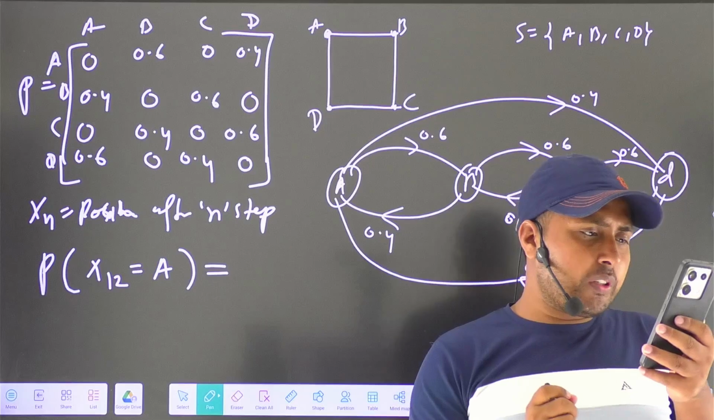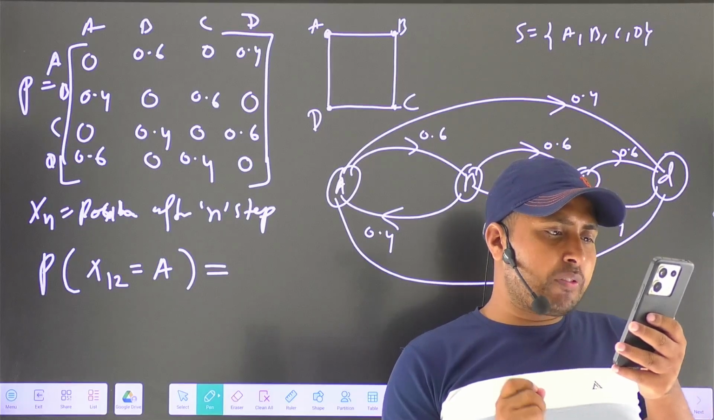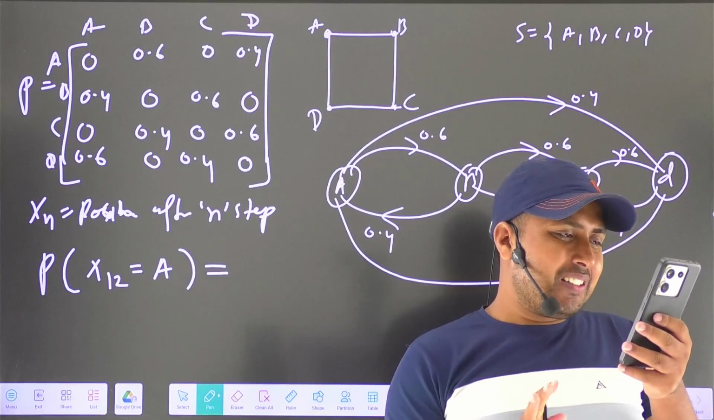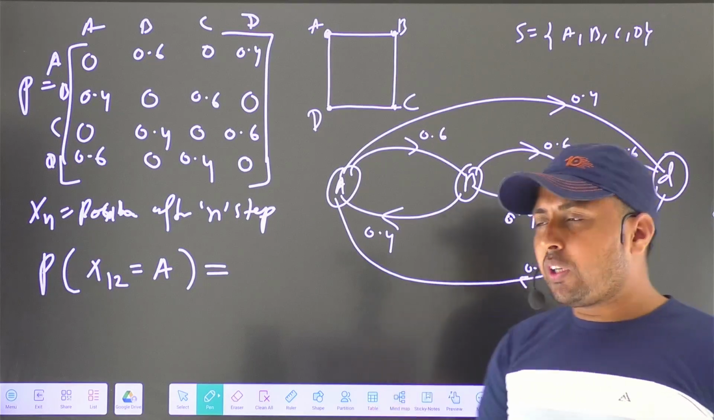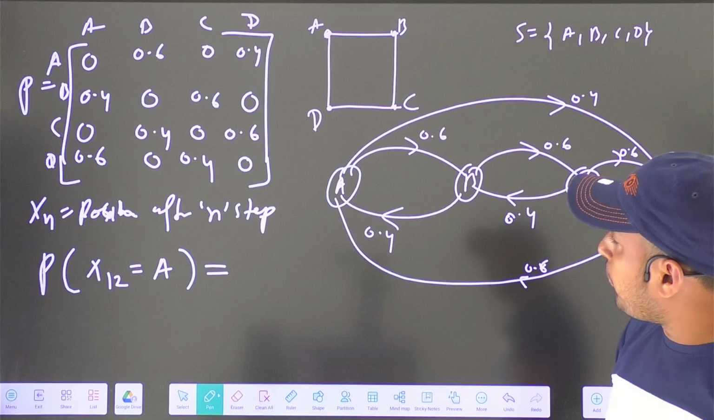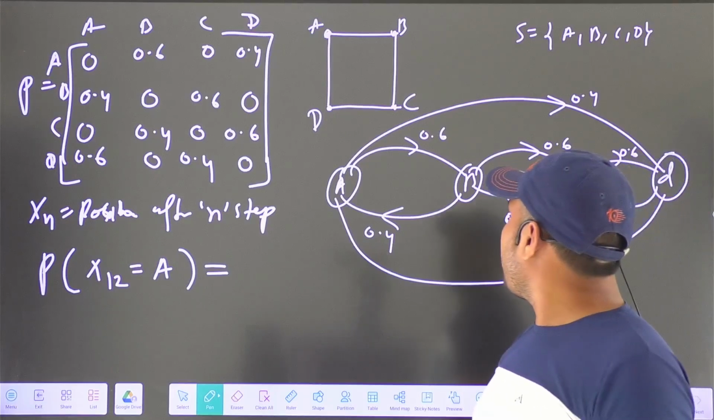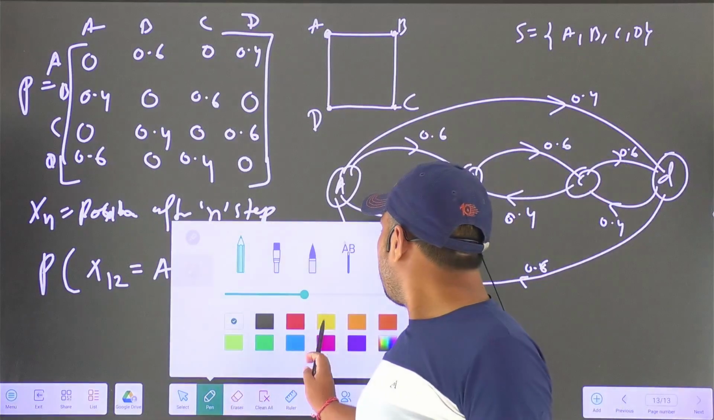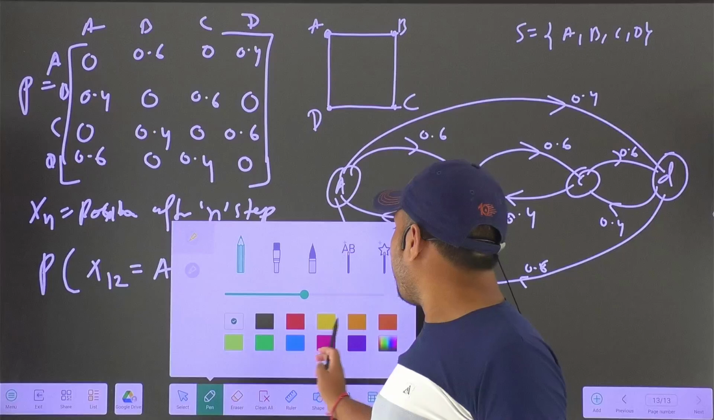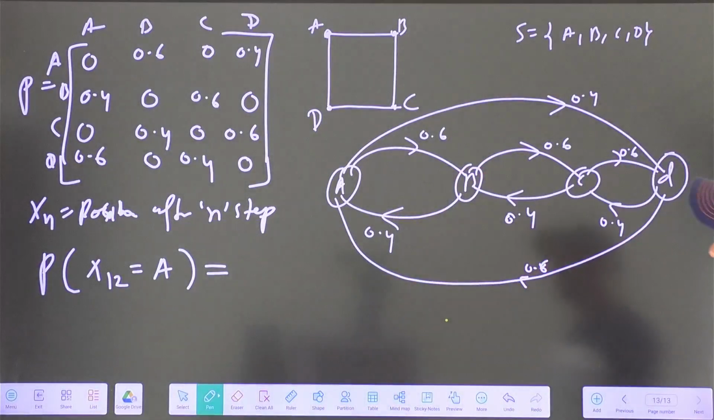Consider a square. A particle starts moving from vertex A. So you want to find the probability that the position after 12 steps is again A. One way is very lengthy, as you are saying: we'll find P raised to the power 12 and then find the A to A entry.